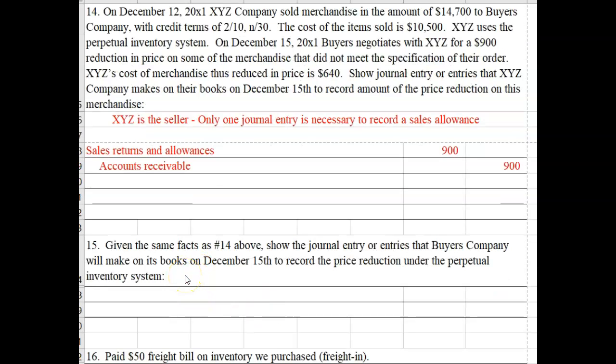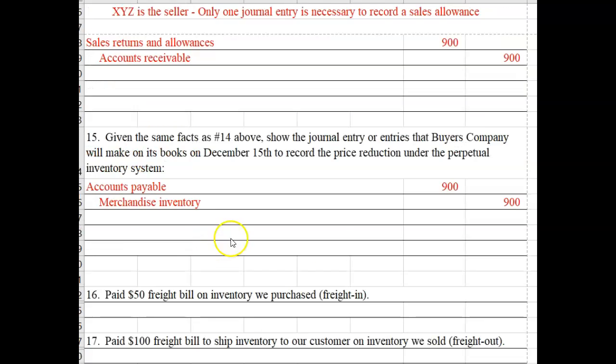Given the same facts as number 14 above, show the journal entry or entries that Buyers Company will make on its books on December 15th to record the price reduction under the perpetual inventory system. The purchaser shows the reduction in price as a reduction in the cost of the inventory that they purchased. Debit accounts payable, $900. Credit merchandise inventory, $900.